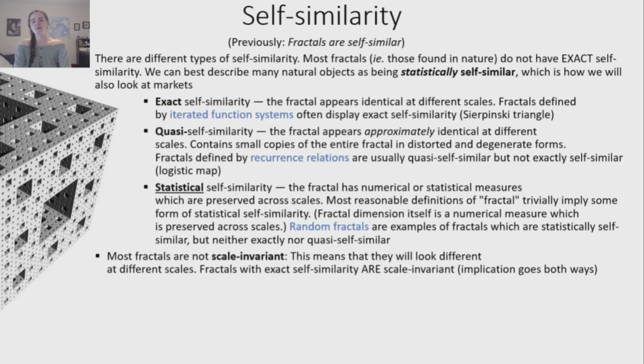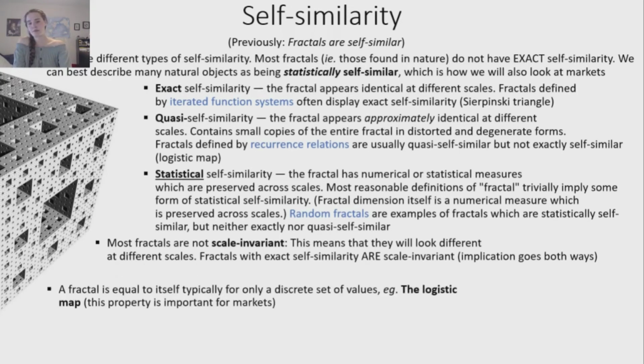Most fractals are not scale invariant. If something is scale invariant, it means it will look the same at different scales. But most fractals aren't scale invariant; they look different at different scales. If you do your own research on fractals, you'll come across this term quite often. Fractals with exact self-similarity are scale invariant, and they kind of mean the same thing. If a fractal is scale invariant, then it is exactly self-similar, basically.